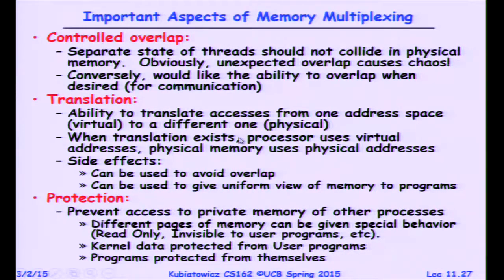And the third thing is protection, and this is preventing access to private memory from one process to another unless that's actually what we wanted to happen. Are there anybody that have questions about these three things? Controlled overlap, translation, protection.